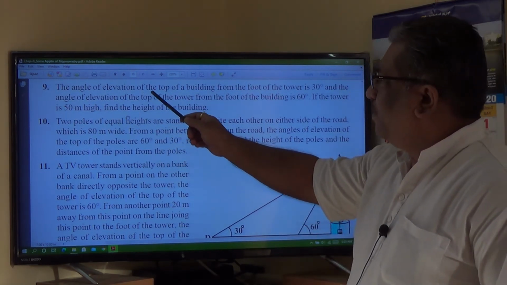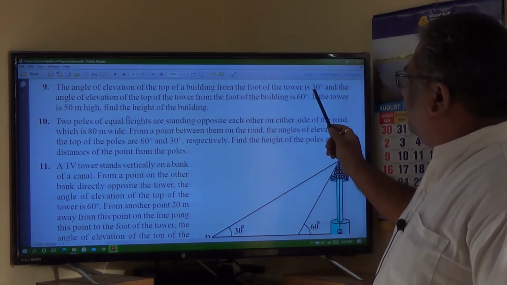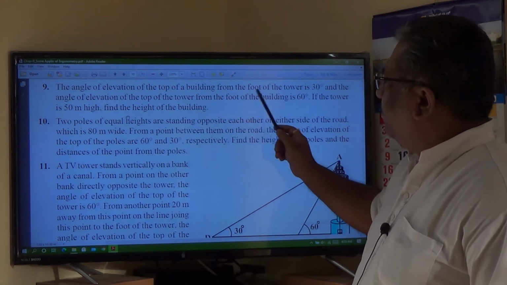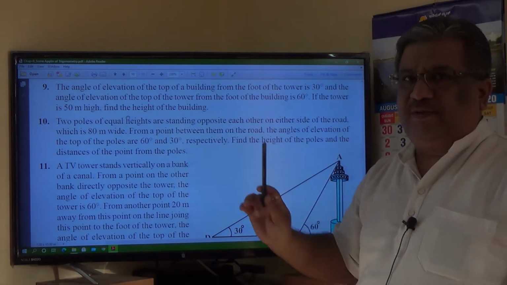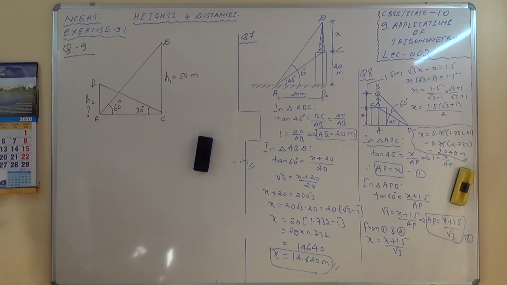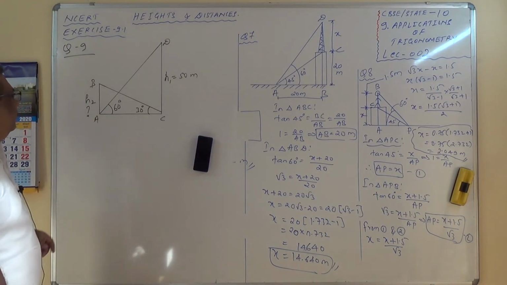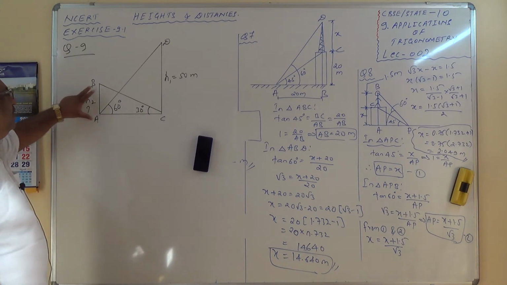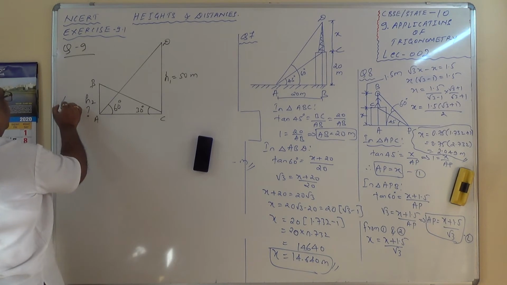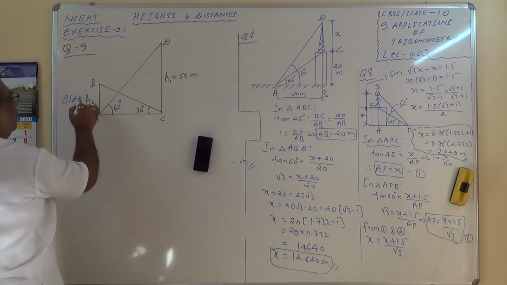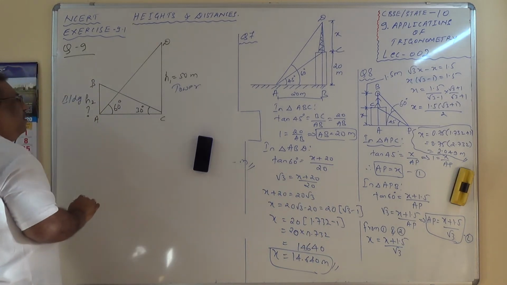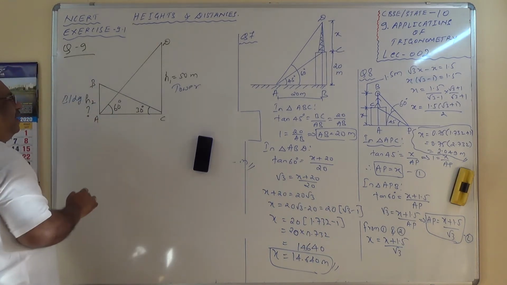Here the angle of elevation of the top of the building from the foot of the tower and the angle of elevation of the top of the tower from the foot of the building are opposite. This is what is given. We'll solve it on the board. Here is the diagram. AB is a building and CD is a tower. We need to find the height of the building here.